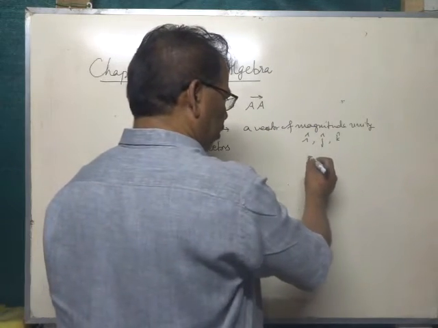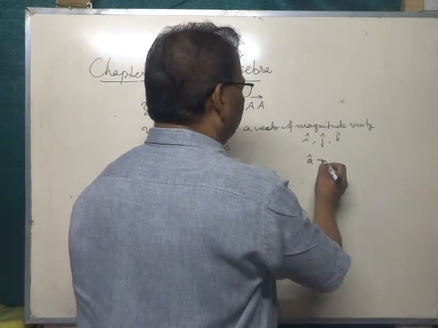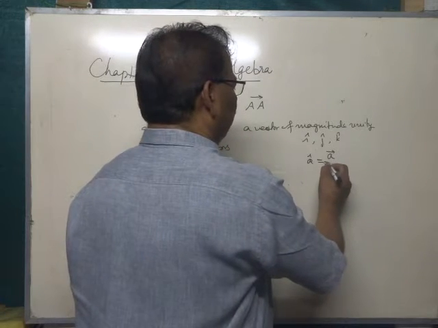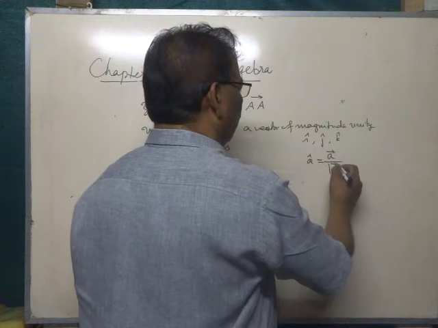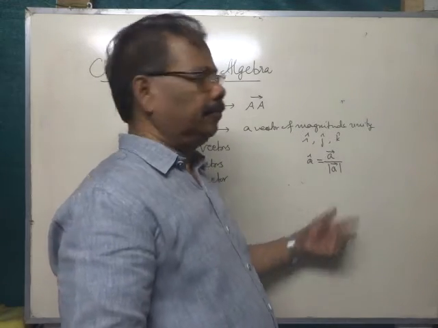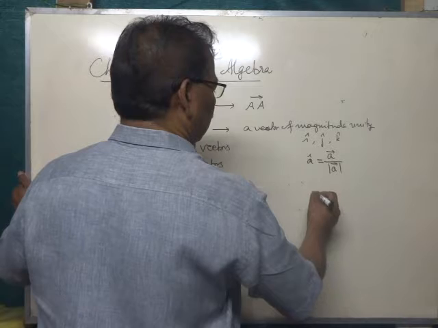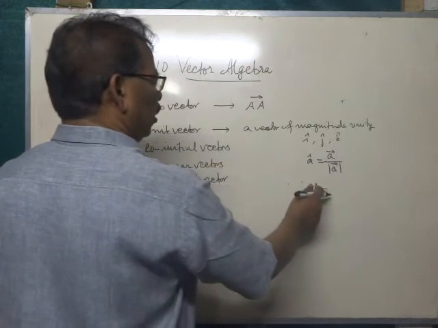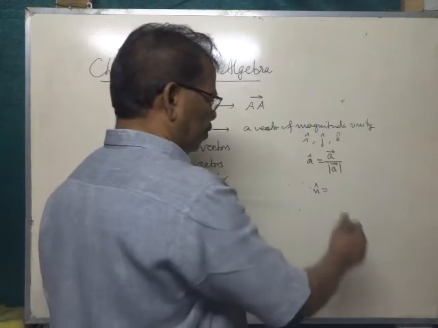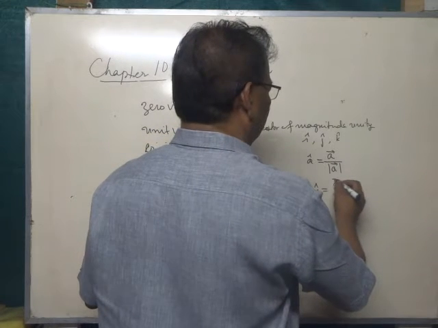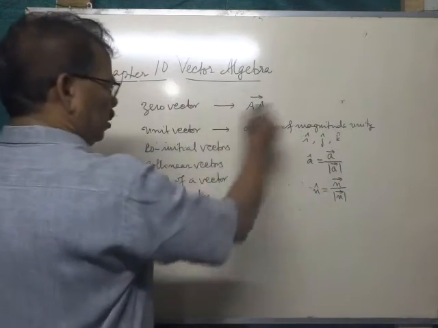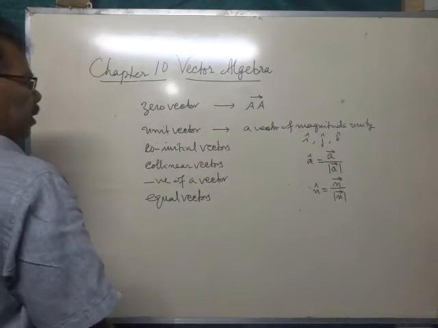By a cap, we mean the unit vector along the vector A, which is equal to vector A divided by modulus of vector A. Similarly, a unit vector along a normal can be n cap. n cap is equal to vector n divided by modulus vector n. That is regarding unit vector.